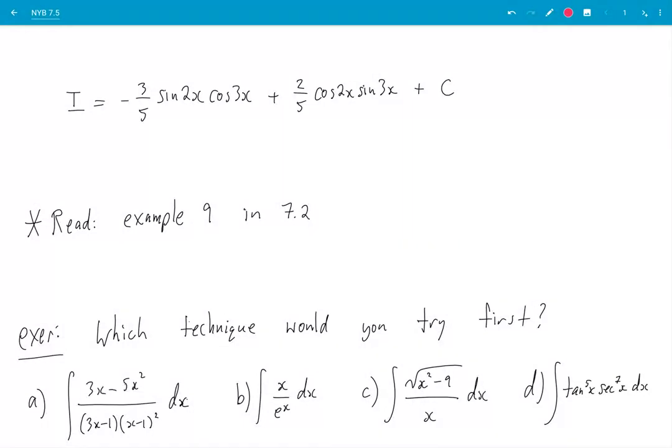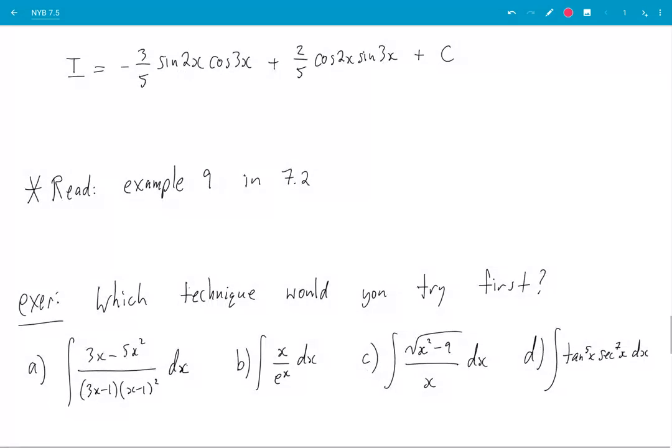Okay, you should read example 9 in 7.2. It gives you an alternate way of doing the integral I just did. So it involves memorizing some extra trig identities. It's quite quick, but you have to memorize some extra trig identities, and they're kind of obscure and not generally useful. Okay, so pause, copy, and try this exercise. Pause, copy, try.